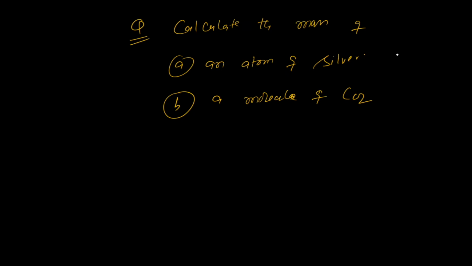They have given you the mass of silver, which is equal to 108 unit, and for carbon dioxide, as you know, carbon is 12, oxygen is 16. Okay, now let's solve the first part of this question.